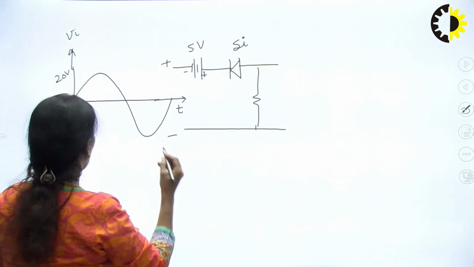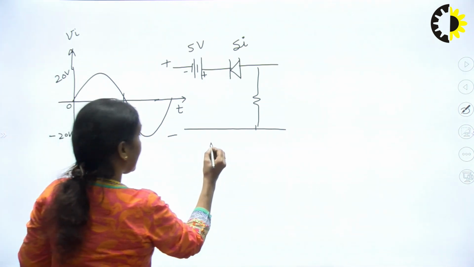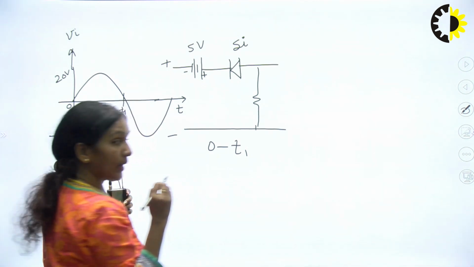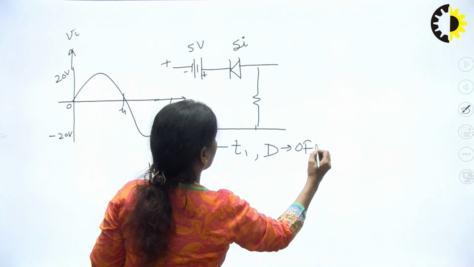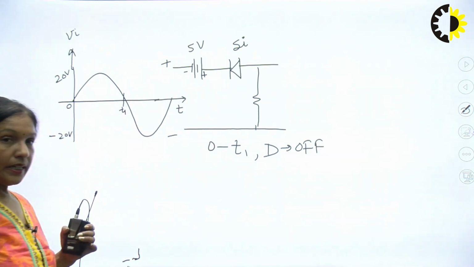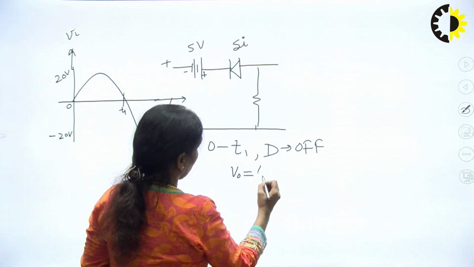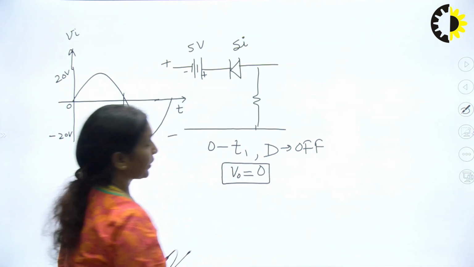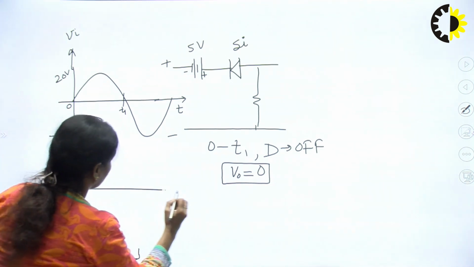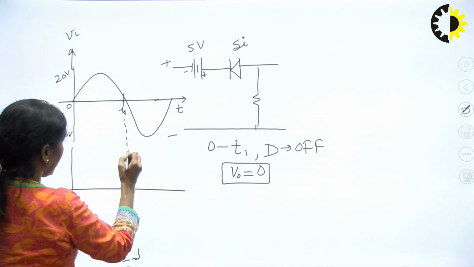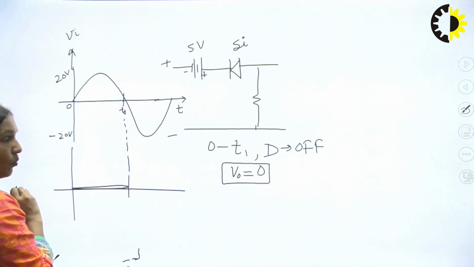So I can say that for the complete half cycle 0 to T1, the diode is off. Off means it is open circuit. So output will be equal to 0. So, I can say that for the complete positive half cycle, output will be equal to 0.